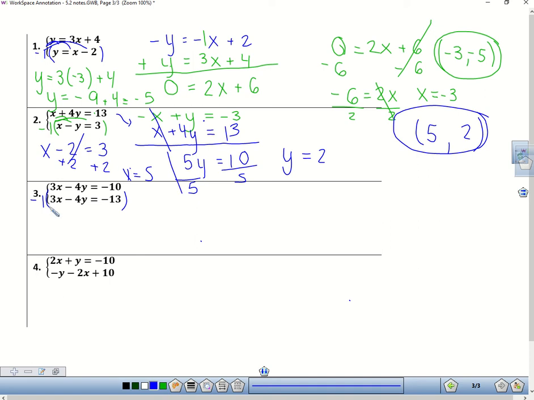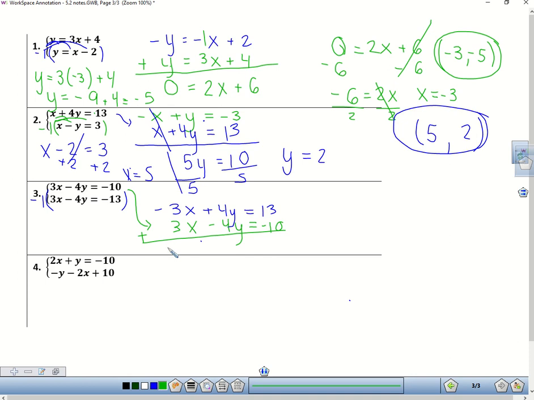Basically, we use the distributive property. And when I do that multiplication, it's going to come out to be negative 3x plus 4y equals 13. So all I did was multiply the second equation by negative 1. Whenever you multiply a whole equation by negative 1, it just changes the signs of each term. If the term is positive, it's now negative, and if it's negative, it's now positive. Now I'm going to rewrite the first equation underneath it so I can line up the like terms, just like that.